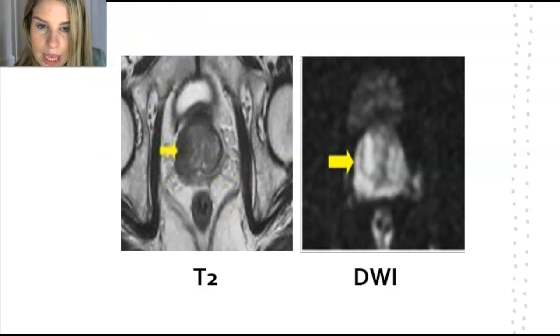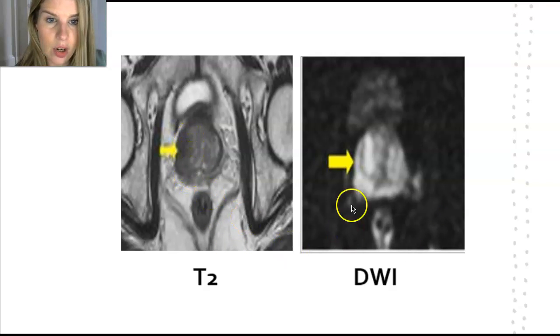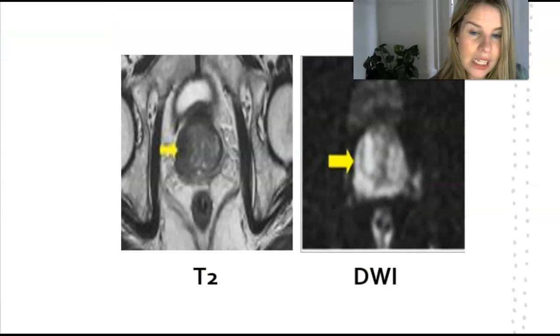This example shows another cancer, so T2 and DWI, and you can see the correlation. On the T2 image, it's hypo-intense, so it's got lower signal. And then on the DWI, it's brighter because there's an area of restricted diffusion, and it's in the peripheral zone. So that is how prostate cancer appears on different sequences on MRI.